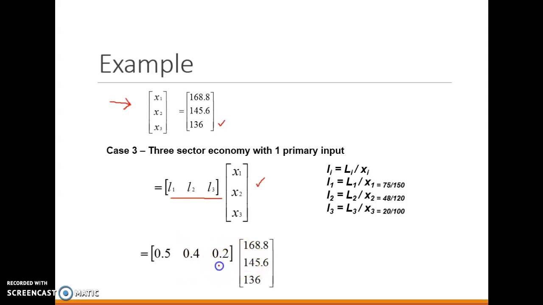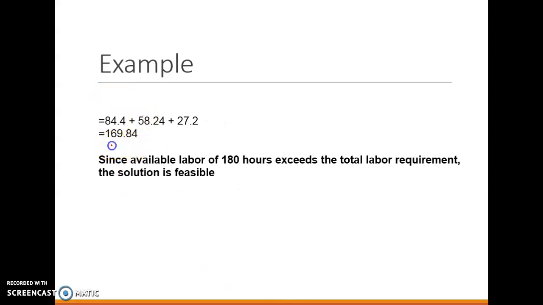So this matrix is 1 by 3 and the next matrix is 3 by 1. As per matrix multiplication, the answer should be 1 by 1. So the answer is 169.84. Since the available hours are 180 and the hours required are 169.8, it means the solution is feasible. It means we are not exceeding the hours available for the industries to use. So we say that the solution is feasible because it is not exceeding the available 180 hours.